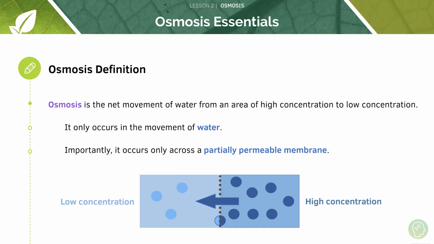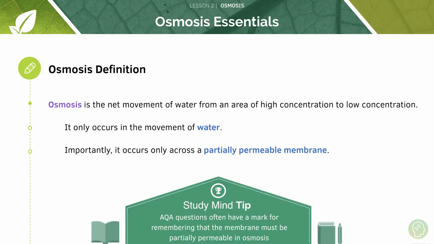And again, just in diagrammatic form, you can see there are more water molecules on this side of the partially permeable membrane. This would be the partially permeable membrane here. And fewer water molecules on this side, so they're moving down their concentration gradient. Okay? Now, as I said, it's really important that you remember that the membrane is partially permeable in osmosis. You're going to get a mark for that if you write that in your definition.